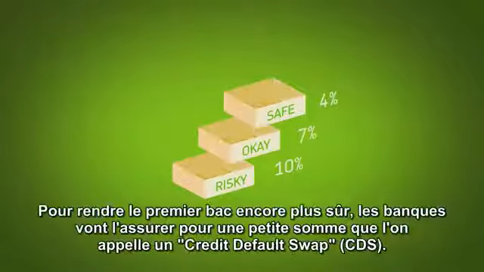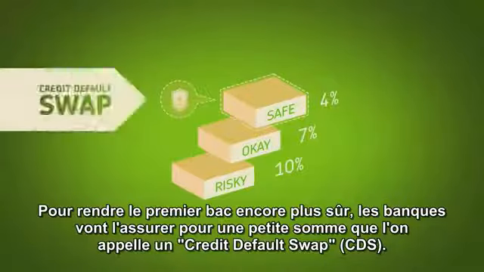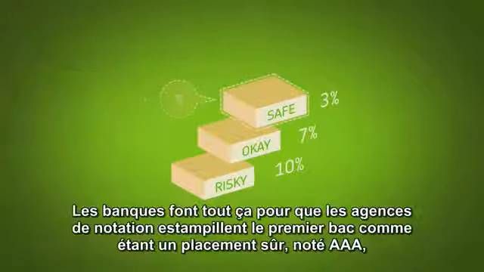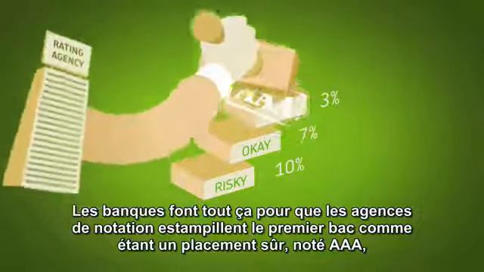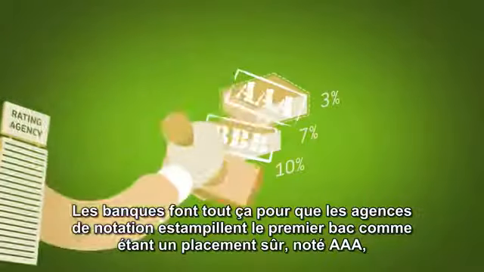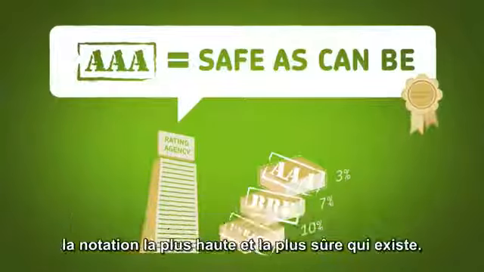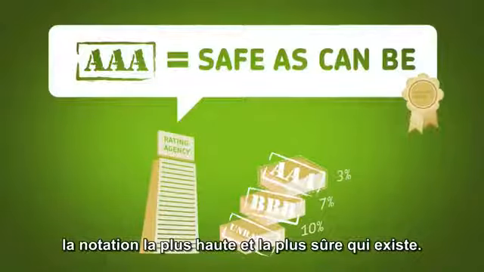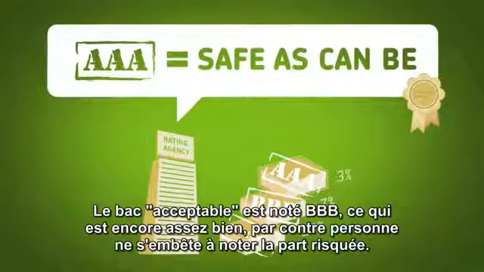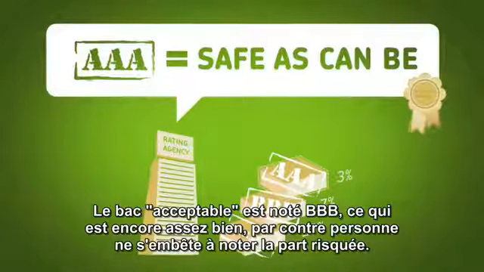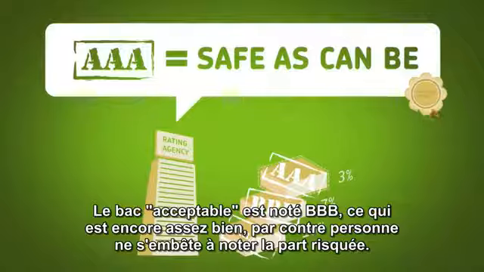To make the top even safer, banks will insure it for a small fee called a credit default swap. The banks do all of this work so that credit rating agencies will stamp the top slice as a safe AAA rated investment, the highest, safest rating there is. The OK slice is BBB, still pretty good, and they don't bother to rate the risky slice.